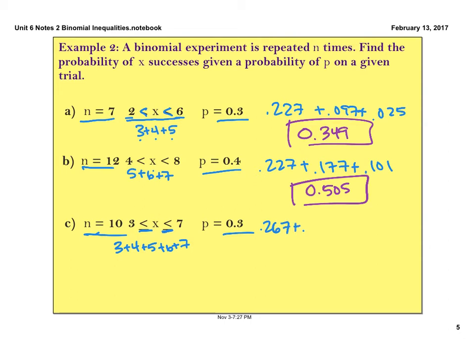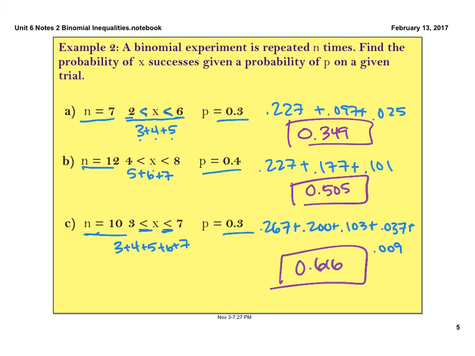3 is at 0.267. So 0.267 plus 0.200 plus 0.103 plus 0.037, that was 3, 4, 5, 6. And then the 7 is 0.009. Add all those up: 0.267 plus 0.200 plus 0.103 plus 0.037 plus 0.009. And I end up with 0.616.